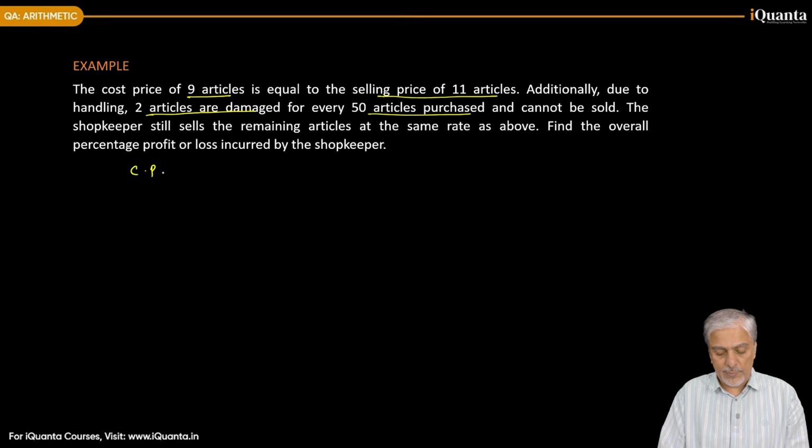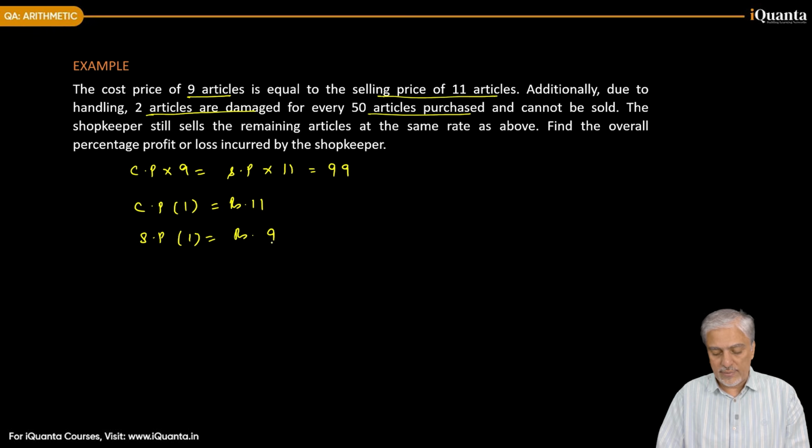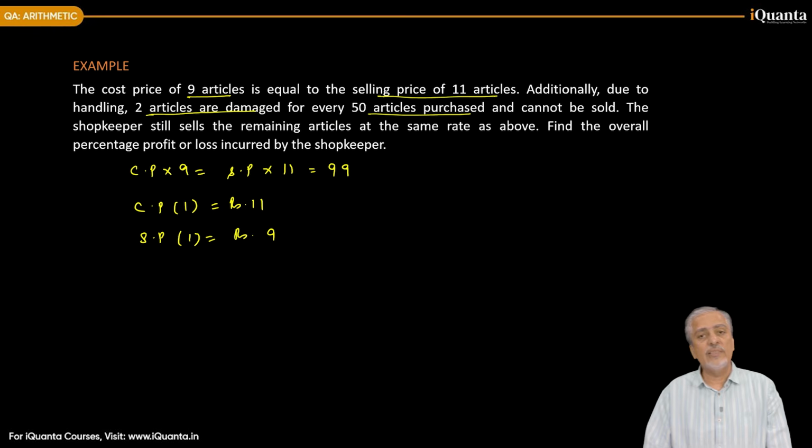Suppose I say the cost price of 9 is equal to the selling price of 11. Suppose I did the earlier method where I took this as 99. So I get the cost price of one article as 11 rupees and the selling price of one article as 9 rupees.